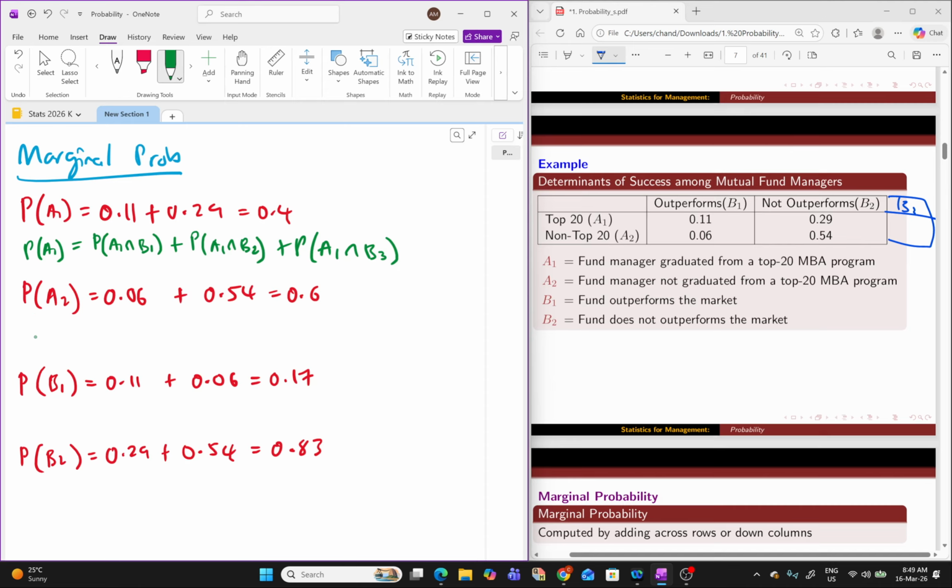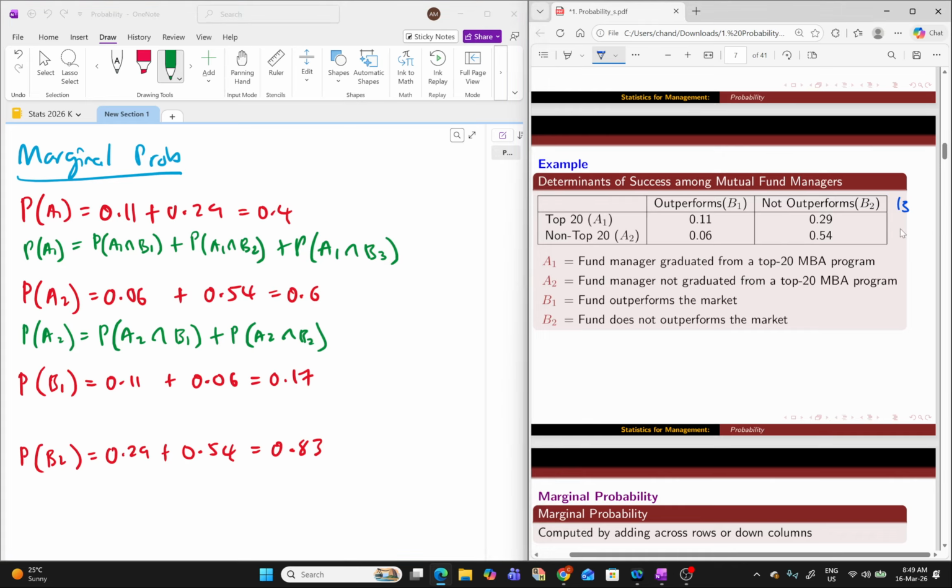Okay, same goes to A2. How can I write A2? A2 intersect with B1, A2 intersect with B2, if I have B3 I plus, if I have B4 I plus. Okay, so if you plus all the joint probabilities of A2, you will get A2. That's the idea.